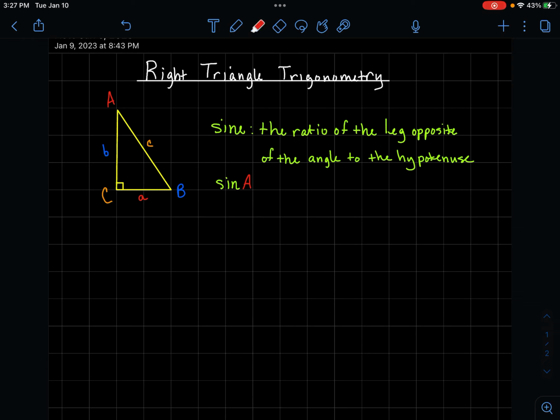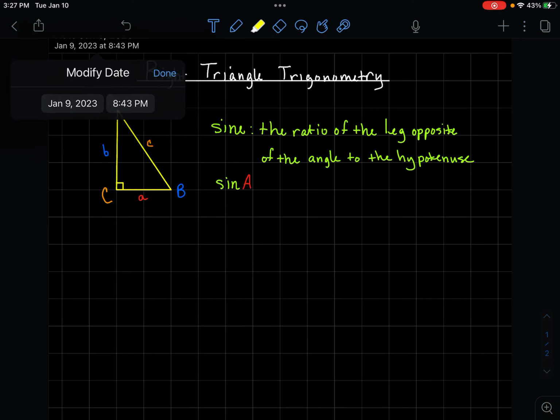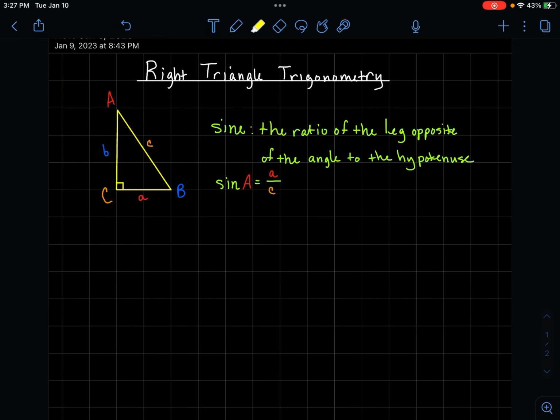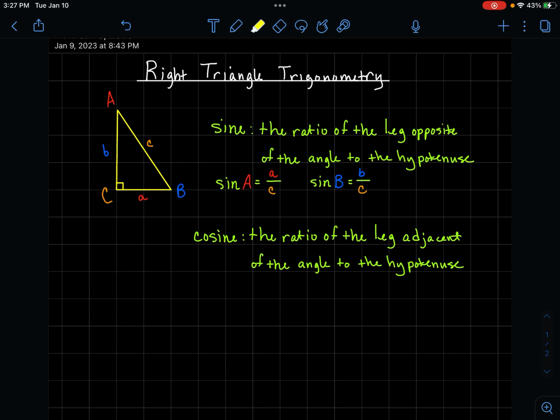sine of. So if we say the sine of angle A, we're going to identify where angle A is at, then where the side opposite of A is, and the side for the hypotenuse, which will always be directly across from the 90-degree box. So our ratio here will be A over C. If I want to find the sine of angle B, identify where angle B is, so we know where the side opposite of the angle is, and then the hypotenuse, so the sine of angle B will be B over C.